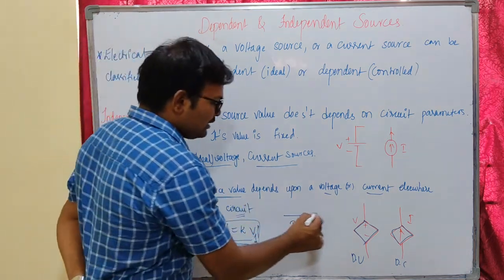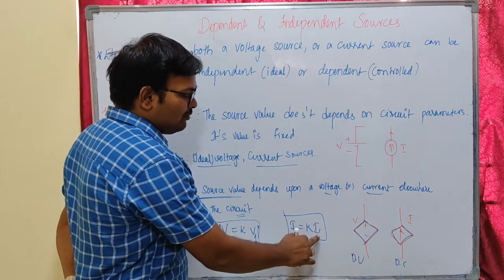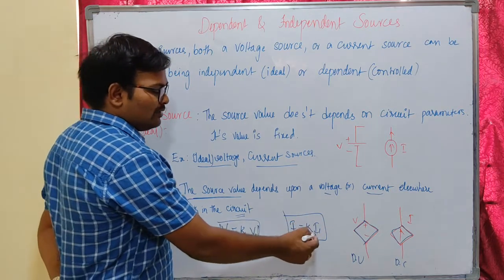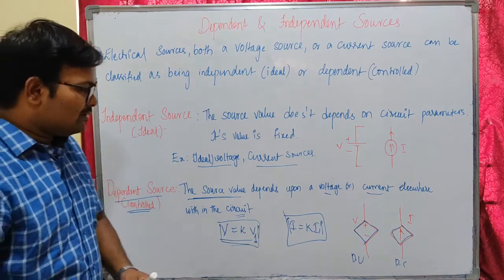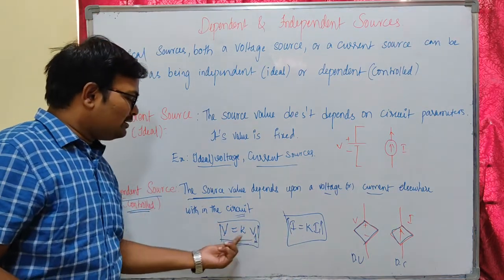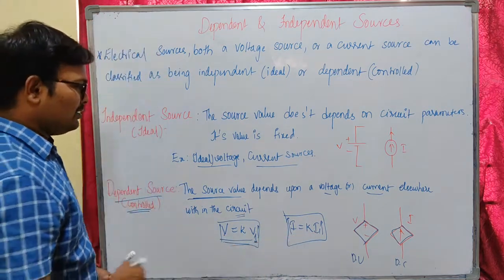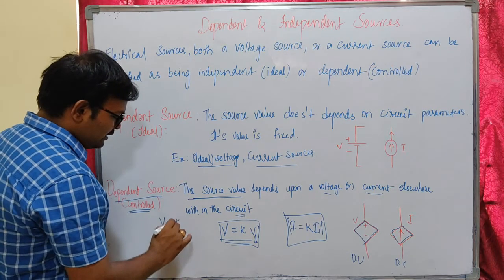Similarly for a current source, our source current I depends upon I1, because I1 is the current in an element somewhere in the circuit. So if the current I1 changes, our source current I also changes. That's why it is also a dependent element. So this is a voltage dependent voltage source, and this is a current dependent current source. Similarly there are a few more examples of dependent sources, that is, current dependent voltage source.